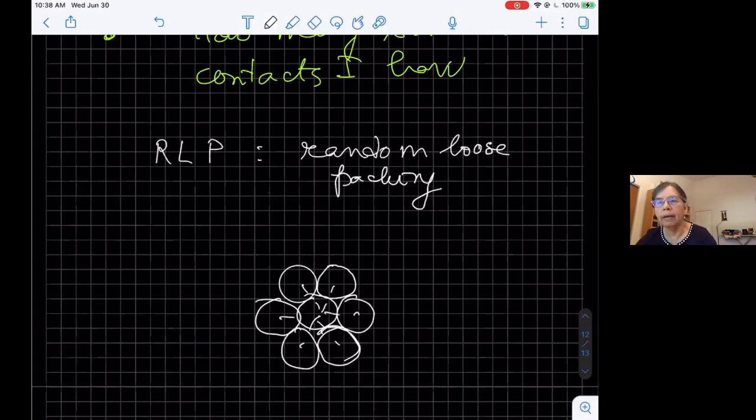ruins this very mean field counting. It doesn't ruin everything, but it does ruin this kind of very mean field counting. So this counting only works if you say there's no local order anywhere. Does that answer your question? Okay.